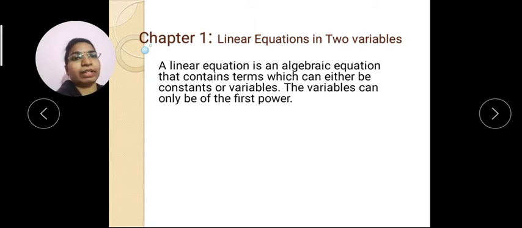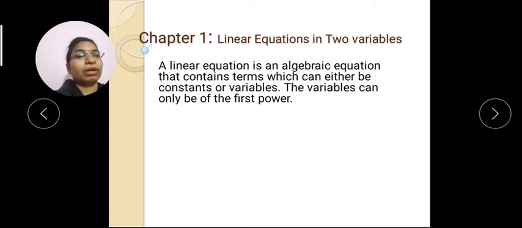In the same way, now we have to learn our first lesson, that is linear equation in two variables. So in this linear equation in two variables, it means that the equation has two variables, and the very important thing is that a variable can only be of the first power, that is degree 1, or whose power is 1.